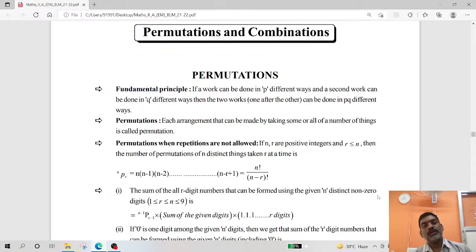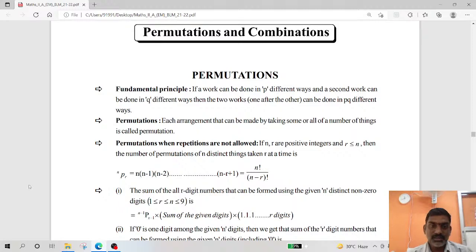It can be done in a few different ways. Then two words can be done in that many different ways. Okay, fundamental principle of counting. Next one is permutation. Each arrangement that can be made by taking some or all of a number of things is called a permutation. Permutations when repetitions are not allowed: if n and r are positive integers and r is less than or equal to n, then the number of permutations of n distinct things taken r at a time is n factorial divided by n minus r factorial. It is nothing but nPr.